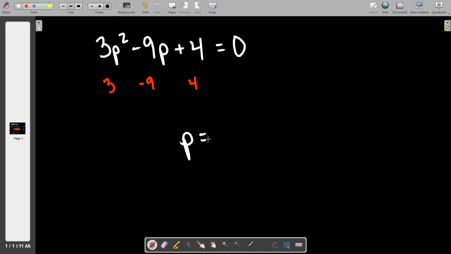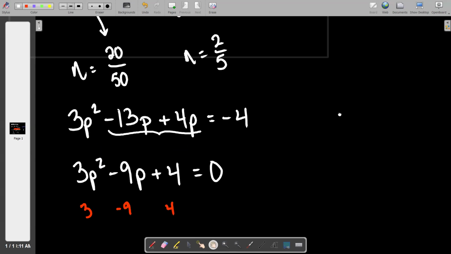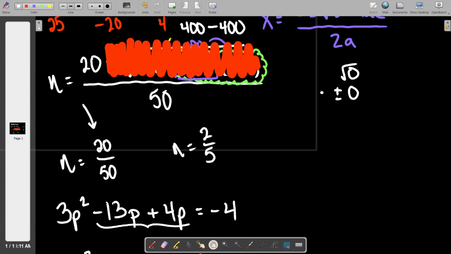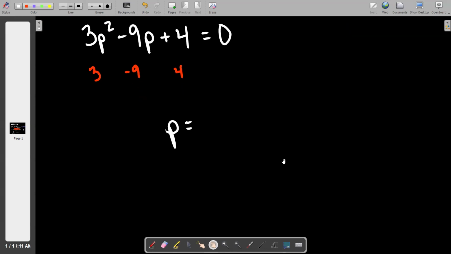P equals what? What goes first? No. Quadratic formula starts with negative B, aka the opposite of B. So I'll ask you again. Yes, the opposite of the B is the opposite of -9, which is +9. So we're going to put 9 plus or minus a big long square root sign. What goes first inside the big long square root sign?